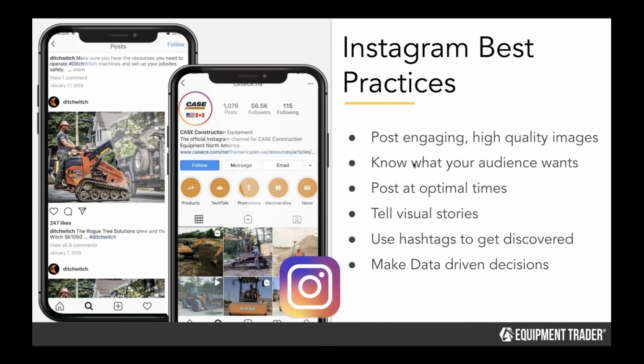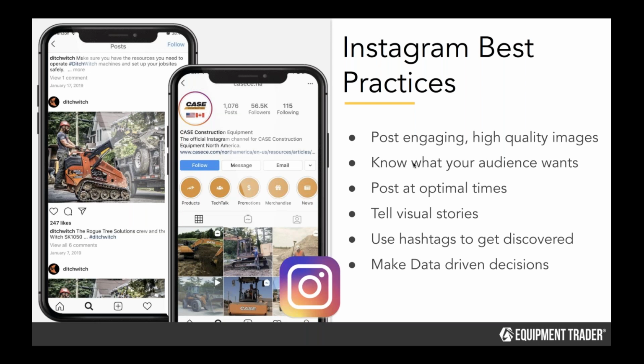Now, when it comes to Instagram, you do have to remember that high quality images are key. Use your staff, customers, old and new, and tell a visual story of life on the job site, on the farm, or just of doing some DIY in their own backyard. Take note of what gets the most engagement. If some images get a lot of likes, focus on those. If there are those that don't get views, then don't focus on those.